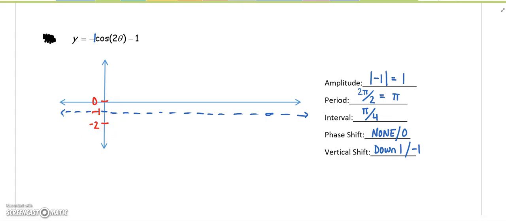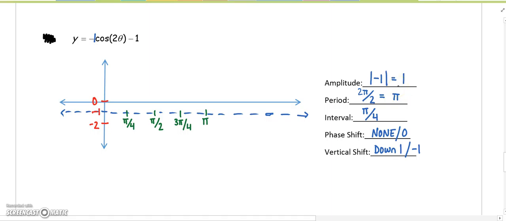Alright, now move on to my x's. My starting x value is the phase shift, 0. Sweet, that makes it easy right here. And then I'm going to go up my interval. So, boom, pi over 4. Boom, 2 pi over 4, or pi over 2. Then 3 pi over 4. And lastly, 4 pi over 4, which is pi, my period.